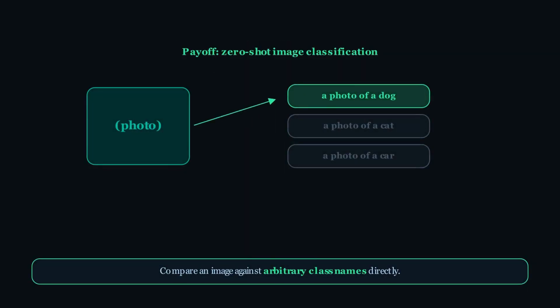Because the text encoder understands open vocabulary, CLIP can classify an image just by comparing it against arbitrary text descriptions of classes, with no task-specific fine-tuning at all. This is zero-shot classification, and it generalizes to almost any visual category imaginable.